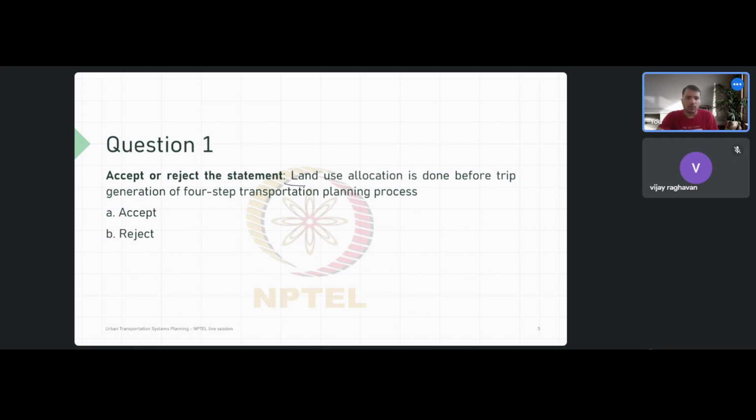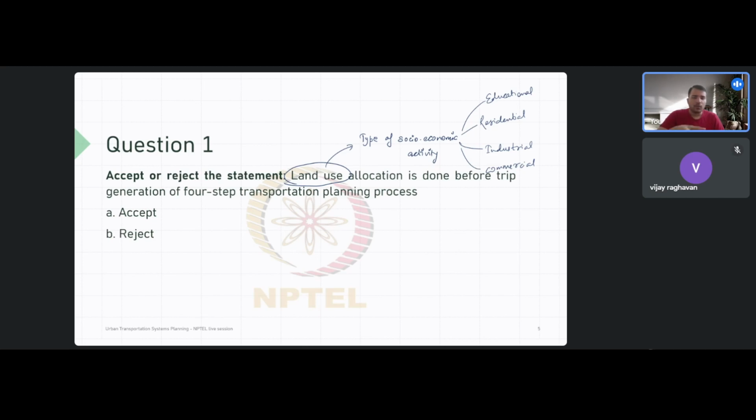So when we talk about land use allocation, land use is basically we try to categorize the land based on the socio-economic activity. So it can be residential, can be industrial, can be commercial, or educational use is also possible. So many such uses are there. Depending upon the use, we'll try to assign it.